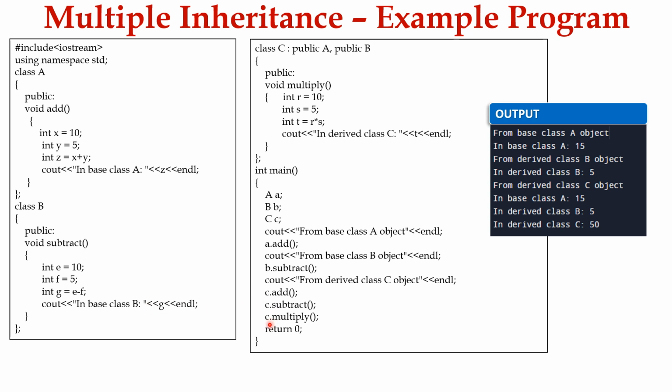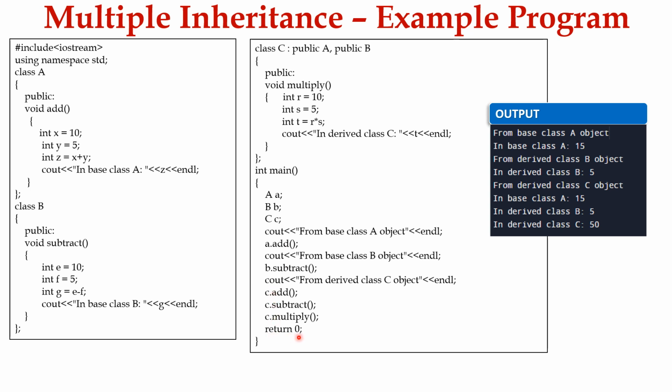Here we have the next statement, c.multiply(). Using the class C object, we are accessing the method multiply, which is available in class C. So now control is transferred to the multiply function, where we perform r into s, that is 10 into 5, and 50 is stored in the variable t and displayed to the user as in derived class C. The value of t is 50, which is displayed as shown in the output. From class C, the control is transferred to the main function.